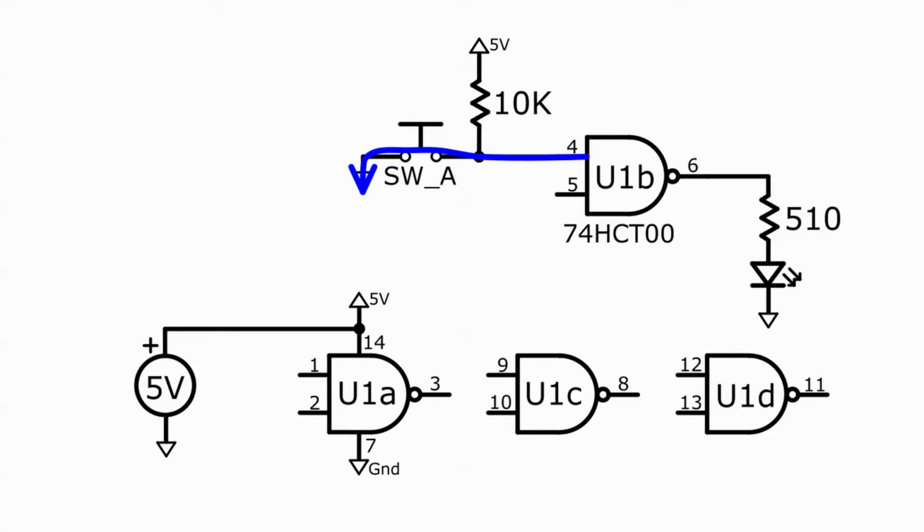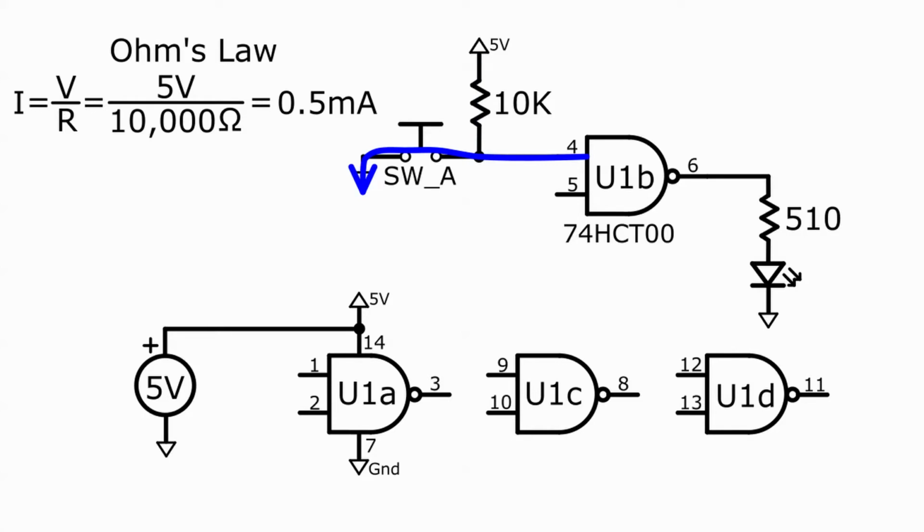We can use Ohm's law to calculate how much current will flow through this resistor when the switch is closed. Ohm's law is that the current equals the voltage divided by the resistance. In this case, we have 5 volts applied over 10,000 ohms, so the current will be 0.5 milliamps. In a sense, this is wasted power. In this configuration, with the switch closed, the 10K resistor doesn't do anything useful.